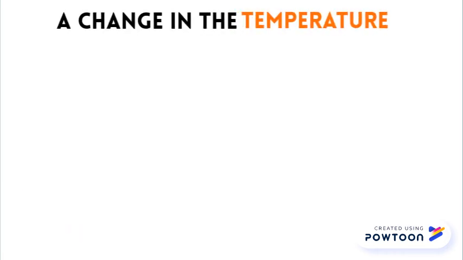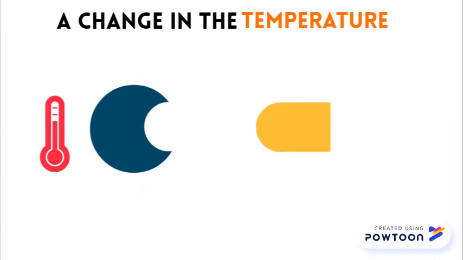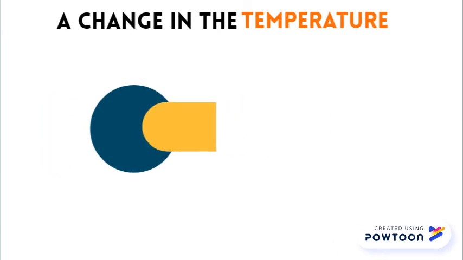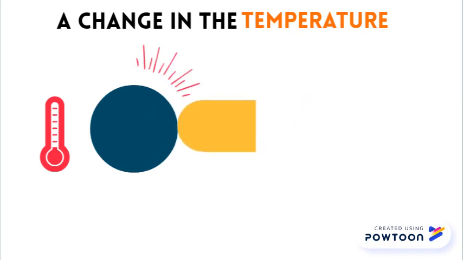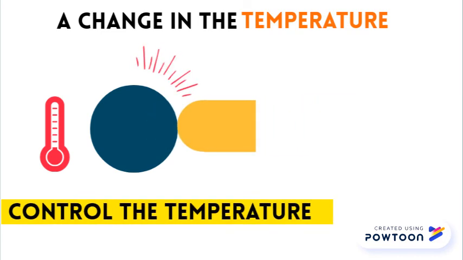Thirdly, changes in temperature. A very high temperature can denature enzymes, while low temperatures make enzymes more rigid. To overcome this situation, we need to control the temperature to the optimum.